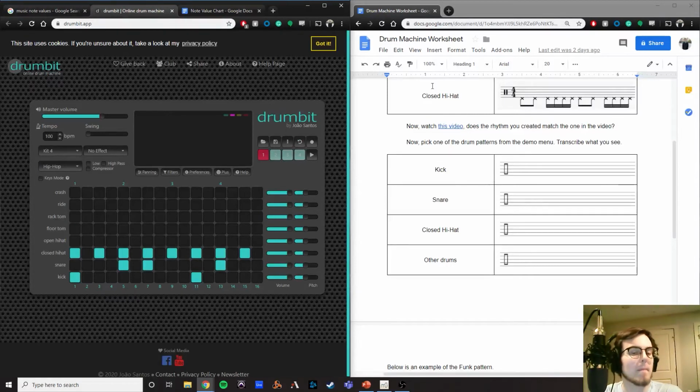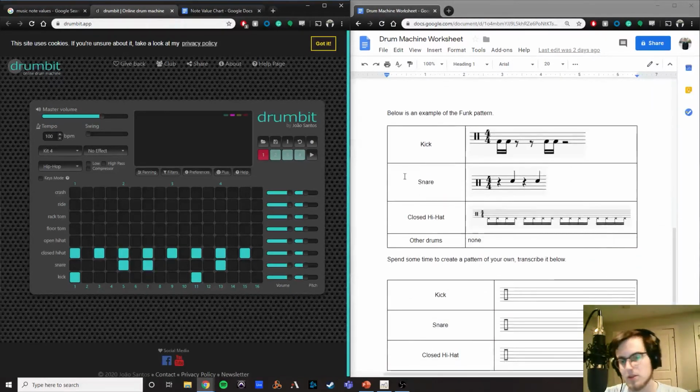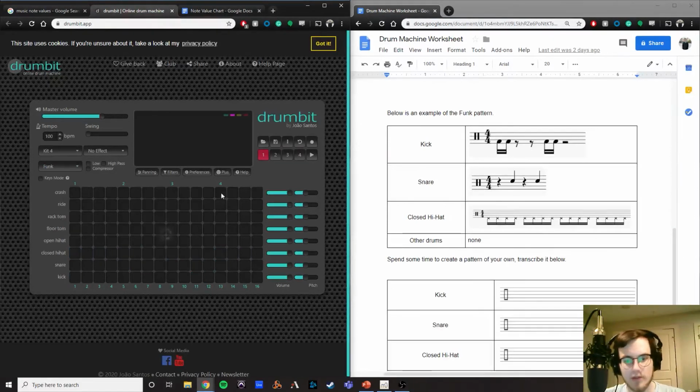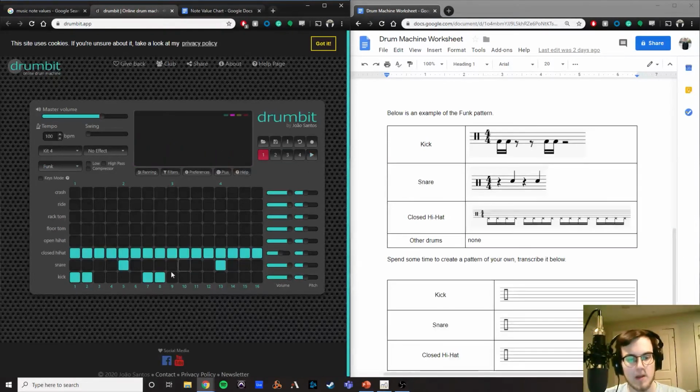But they would basically be going instrument per instrument. What does the kick look like in this pattern? Put it in, snare, right? Then, so this is an example. This is what the funk one looks like. So it should come out looking like something like this.